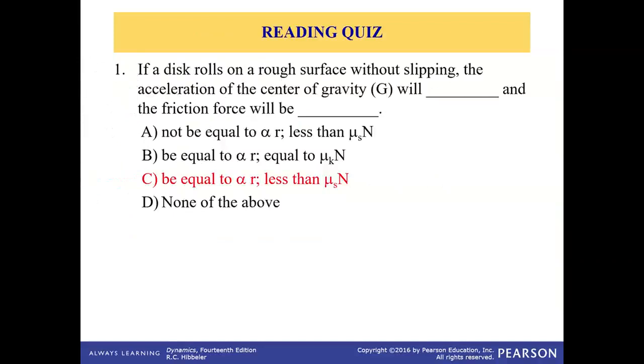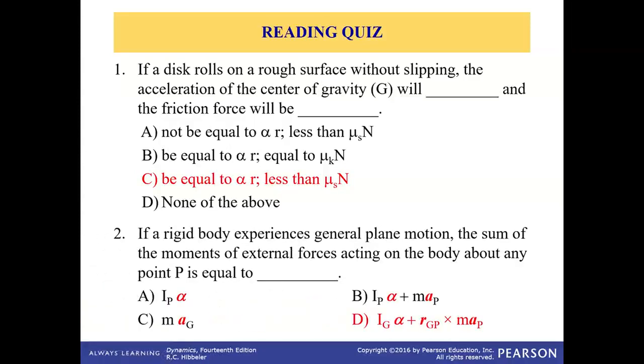So we start with this reading quiz. If a disk rolls on a rough surface without slipping, the acceleration of the center of gravity will be blank and the friction force will be blank. And the correct answer is that the acceleration of the center of mass is alpha r, that is option C, and the friction is less than or equal to static friction, mu s N. Mu s is the coefficient of static friction and mu k is the coefficient of kinetic friction. Kinetic friction applies when things are moving, rubbing against each other, and static friction is the maximum friction possible before breaking the motion.